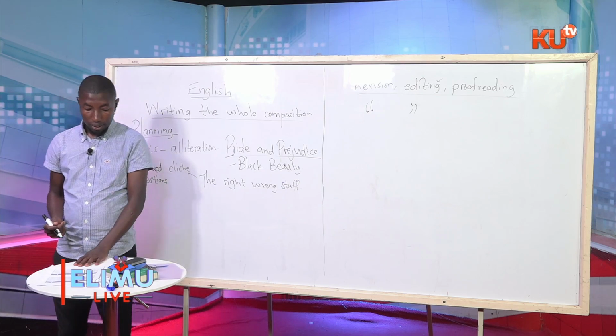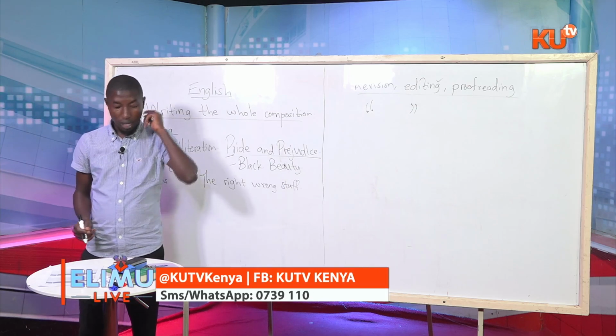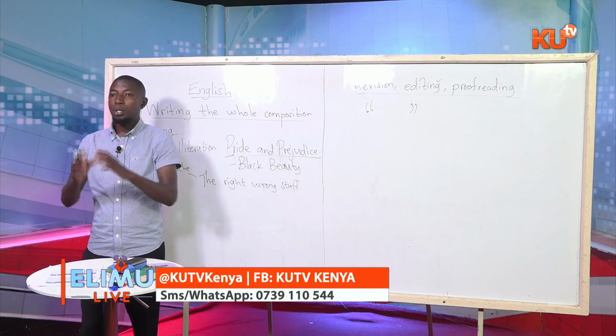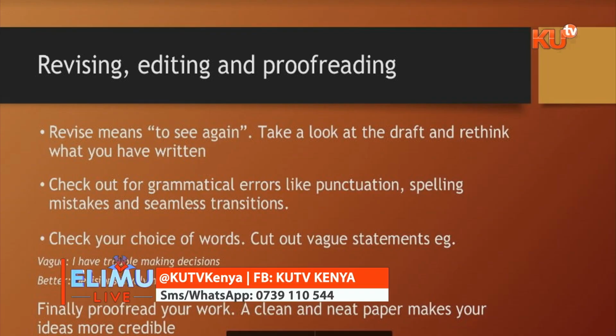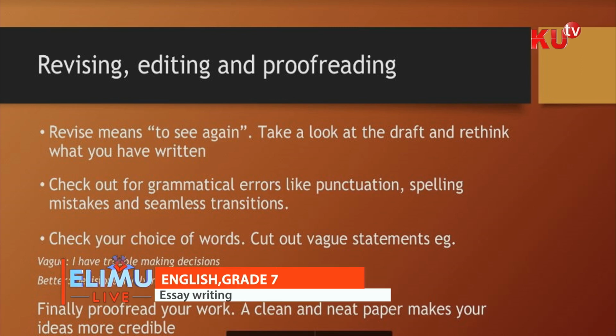Then, dear students, after editing your work, you need to do what we call proofreading. In proofreading, you start from the introduction. You read your work slowly. Assume you now put on the shoes of the reader. Let your work also entertain you. So you start reading your work from the introduction to the conclusion.